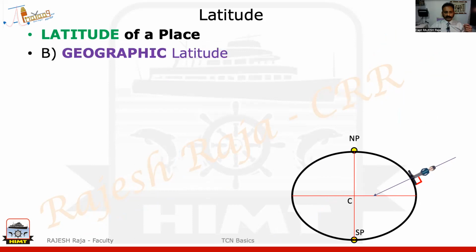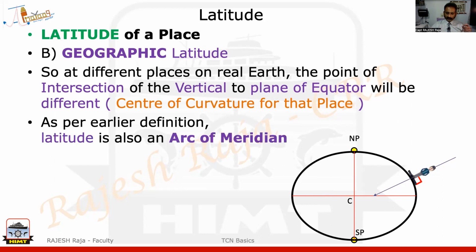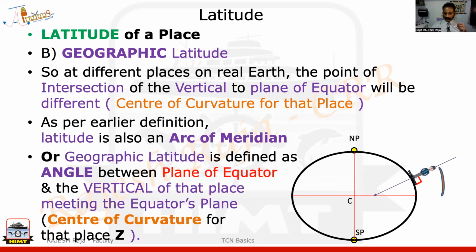I've shown you the same concept. That means I'm on a spheroid. And I've just told you that at different places on the real Earth, the point of intersection, which is called the center of curvature, is not the same. We already saw that. So how do you define it? I can define this latitude again in terms of arc. If you see the arc of a meridian, it is exactly the same. If you go on geocentric latitude also, this arc is actually the same. But what happens to the angle? In geographic latitude, the angle is measured between the plane of the equator and that particular line, which is your vertical, where it meets at the center of curvature.